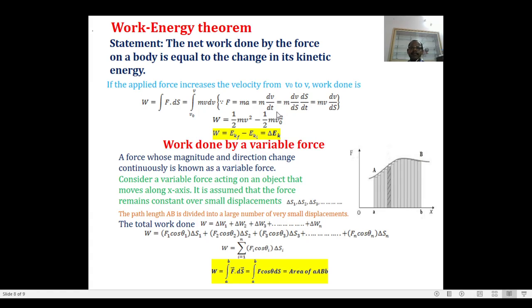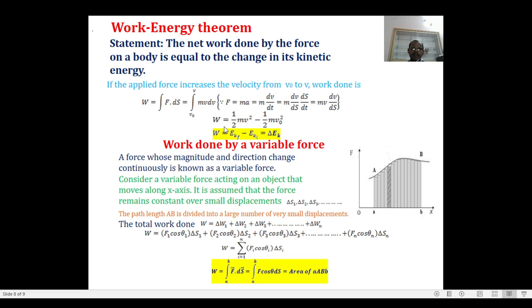Now this is equal to m. I will change the variable in the denominator: multiply by ds, divide by ds. Now m into dv by ds into ds by dt. Here ds by dt is velocity, the rate of change of displacement. So m as it is, ds by dt is v, and retain dv by ds. Now F dot ds can be replaced by mv into dv by ds into ds. The ds cancel with each other. We get W is equal to mv dv.